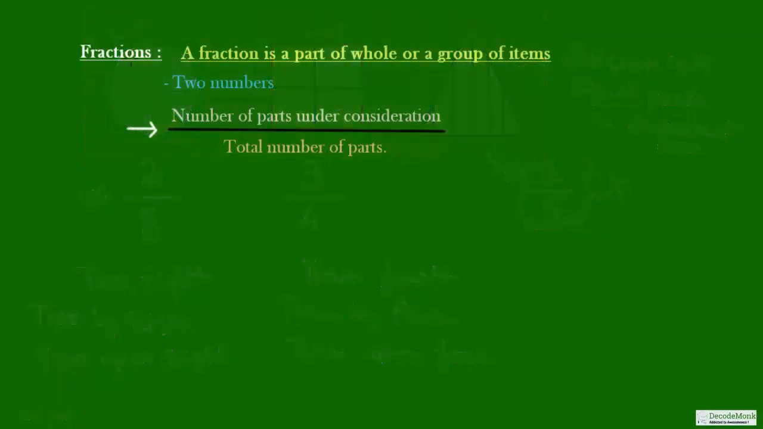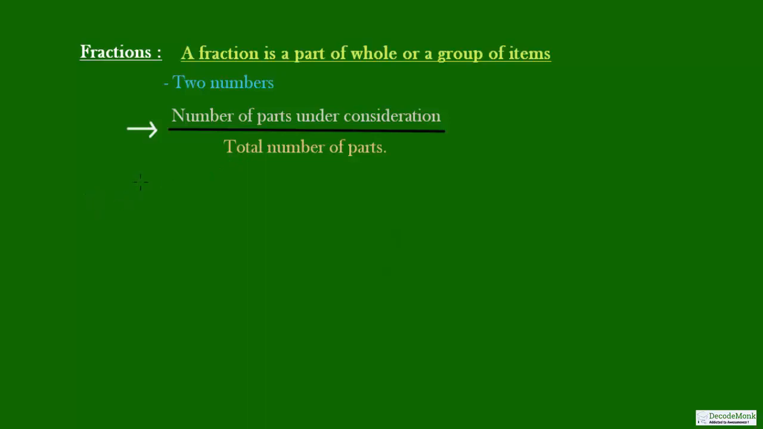So till now we have learned that a fraction is a part of a whole or a group of items. It is represented by two numbers with a line in between, where the top number represents the number of parts under consideration and the bottom number, that is the number at the bottom of the line, represents the total number of parts.